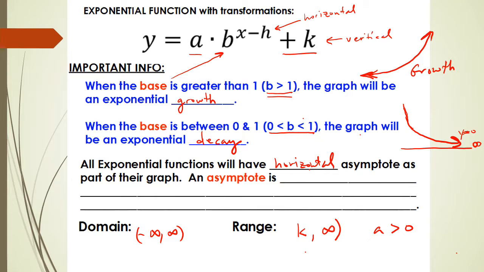If a is greater than 0, we're fine. If a is less than 0, then it would be from negative infinity to k. And I put a bracket around that, and that is wrong. Because what's going to happen is we're going to be approaching that k value, but we're not actually going to be reaching the k value. So, again, that has to do with the asymptote. The asymptote is at y equals k.